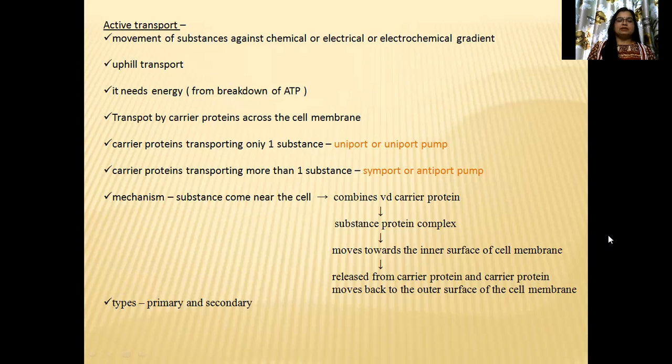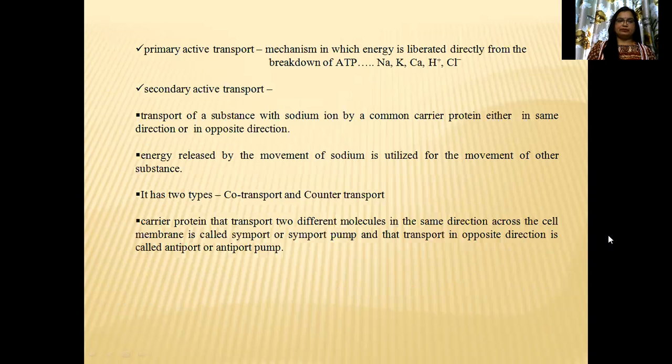Mechanism: substances come near the cell, then combine with carrier protein, forming a substance-protein complex. Then the complex moves towards the inner surface of the cell membrane, where the substance is released from the carrier protein, and the carrier protein moves back to the outer surface of the cell membrane. Active transport is of two types, primary and secondary.